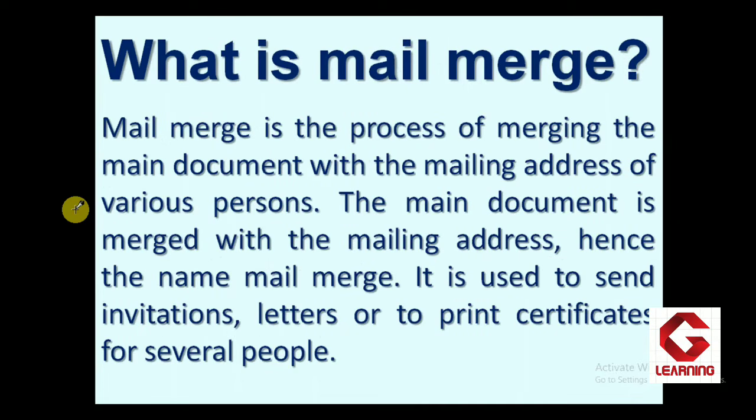Now next one is, why is it called mail merge? As you know now, in mail merge there are two components, the main document and the data source, and the data source actually contains mailing addresses. So in mail merge, the main document is merged with or combined with the mailing addresses, and that's why it is called mail merge. This feature is used to create invitations, letters, or to print certificates for several people.